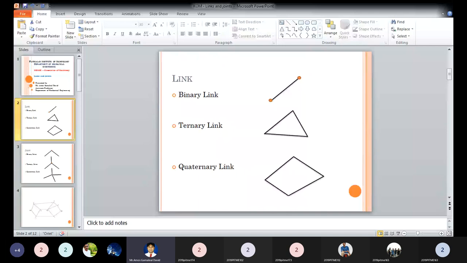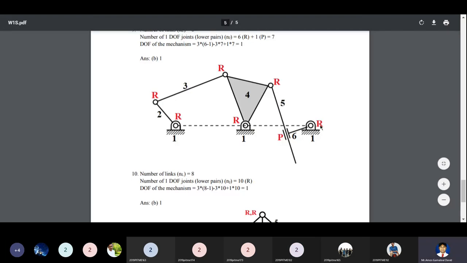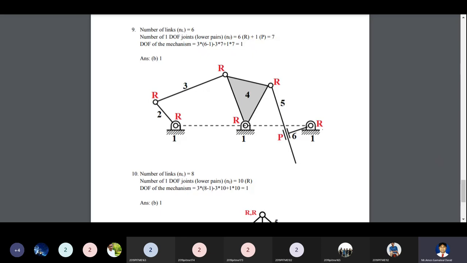I will show you actually what a ternary link looks like. Okay, I'll share the screen to you. This is how the link will be if it's a ternary link. Can you see link number 4? Guys, can you see link number 4? Yes, sir. This is how a ternary link will be. The whole triangle is one link. Do you understand the point?